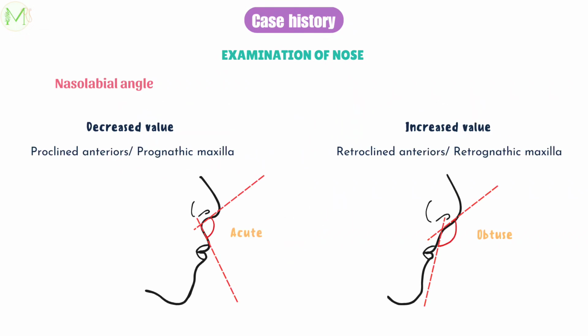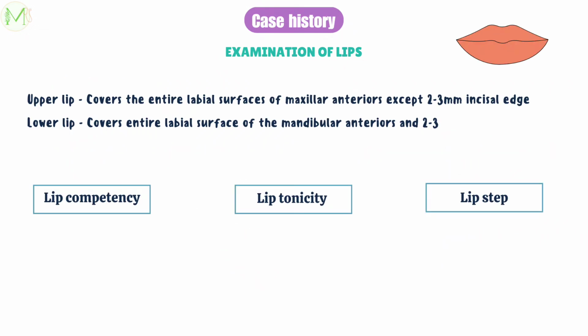It decreases in patients with proclined maxillary anteriors or prognathic maxilla. It becomes acute, and it increases in patients with retroclined maxillary anteriors or retrognathic maxilla, where it becomes even more obtuse. Moving on to the examination of lips.